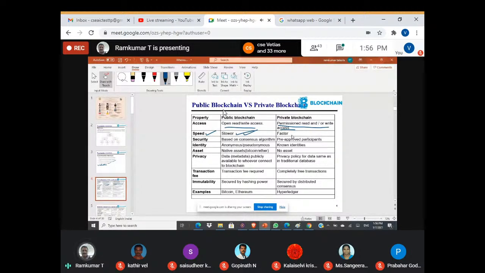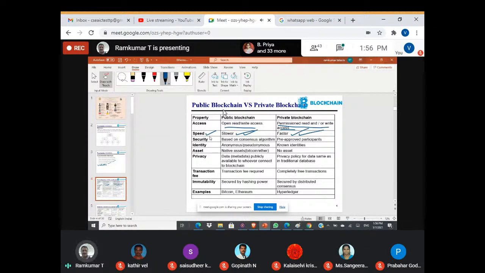Whereas there are only a few members whenever I am talking about the private blockchain. How many are there? Maybe 10 users or 15 users or 20 users or 50 users. So very minimal users are there, so getting the authentication is very easy. Because of that reason, the speed is very fast in the private blockchain, right?